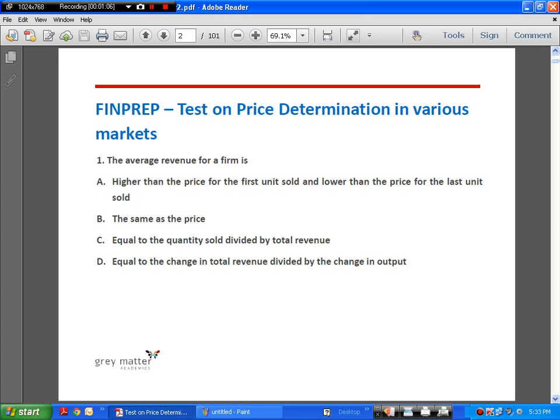So we can see that the average revenue is nothing but the demand curve, and the demand curve is nothing but the price line. So the average revenue of a firm is nothing but the price. So the right answer is option B. It is the same as the price.